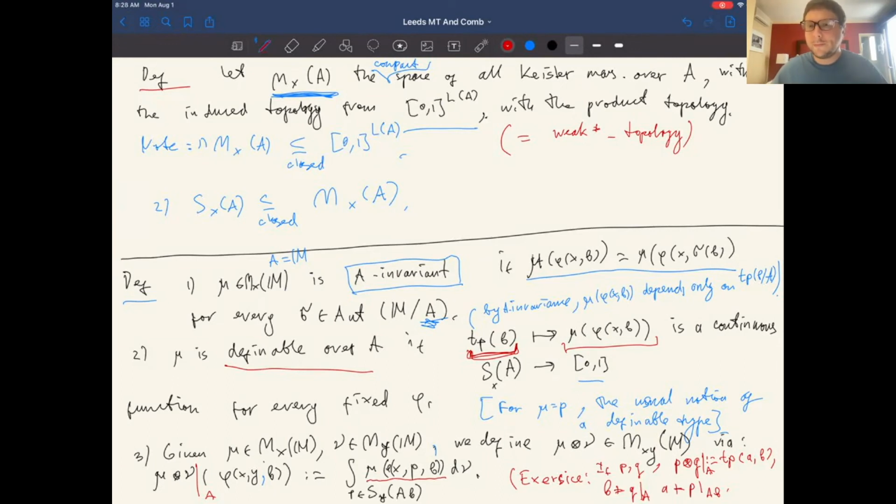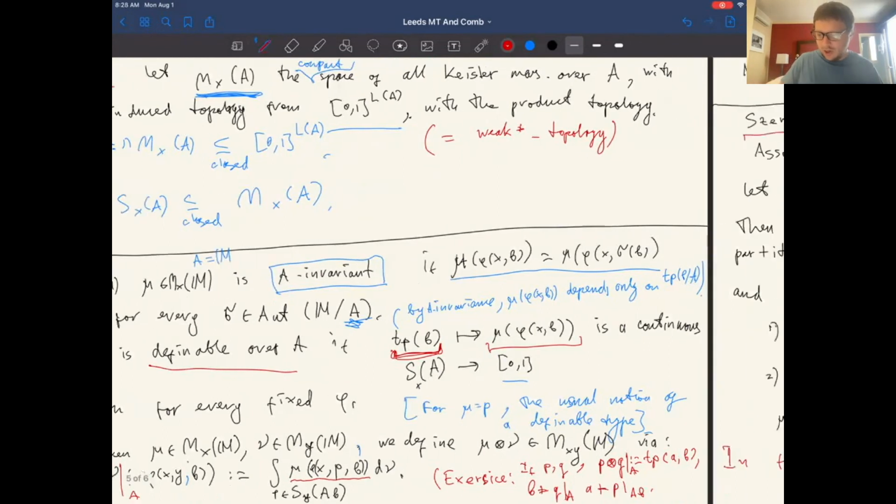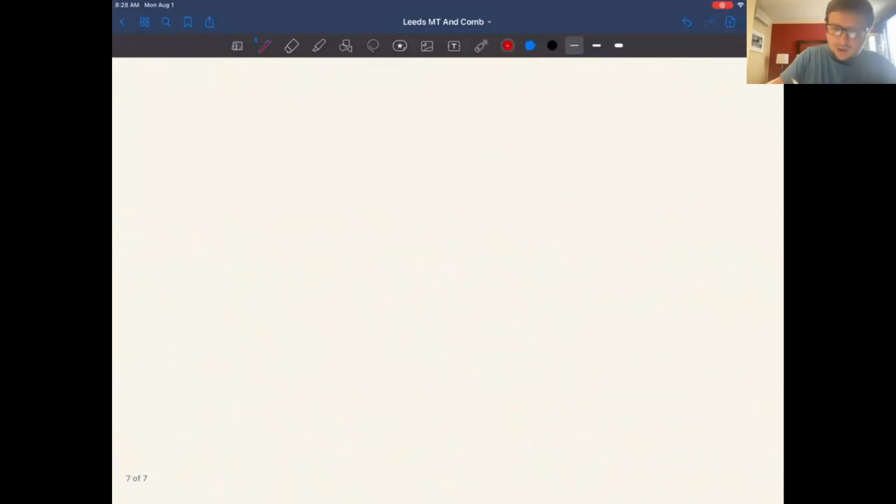Hello, can you hear me? Yes, yes. So in general, it's not the case that the set of invariant Keisler measures form a closed subset of the whole space of Keisler measures, right? It is the case. The set of invariant measures is a closed subset. Here is why. This condition is not type definable, but it is a closed set.